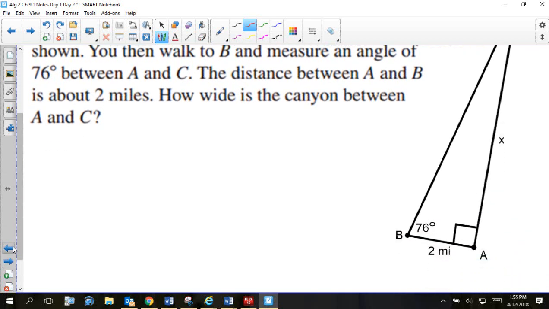So you can't really take a tape measure across the canyon and measure it. So you have to use trigonometry to figure out how wide things are. They can measure how tall things are.